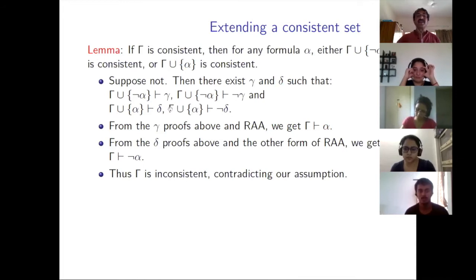Right? Now symmetrically here, from this you will get alpha implies not delta. From this you will get alpha implies delta. And we have already shown that the other form of RAA is also valid. It's derivable, and you get not alpha. Putting these two together, you get a contradiction, that gamma is consistent. So, yeah, this is really straightforward.